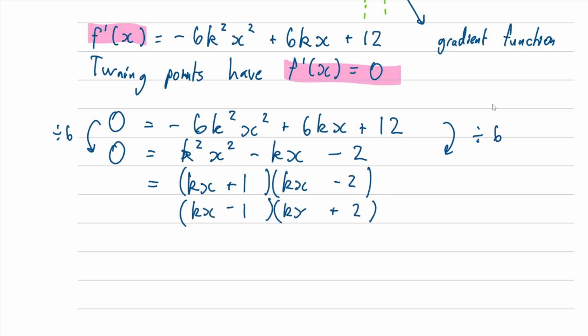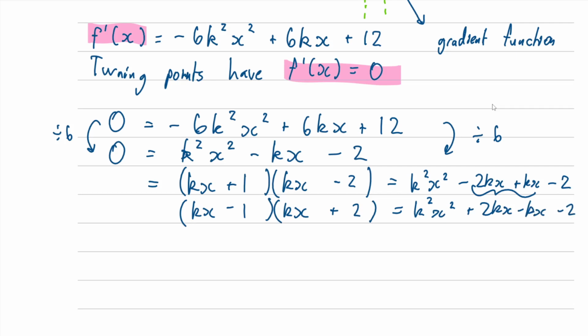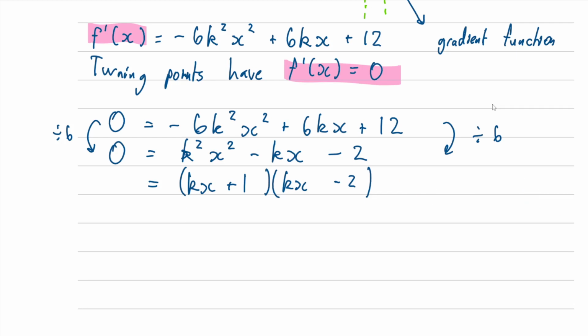Again, this is a little bit of guess and checking. So if we expanded both of these out, what would we get? Minus 2kx plus kx, that's looking good, because that would simplify to minus kx, whereas the other option would be plus 2kx minus kx, which is positive 1kx. So just doing that bit of side working, we have successfully factorized the quadratic. Cool.